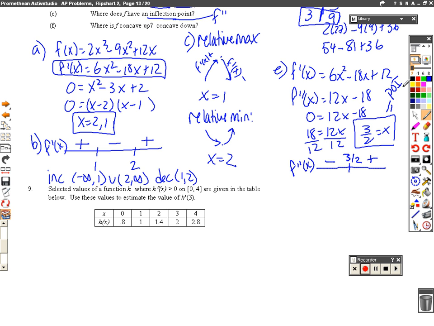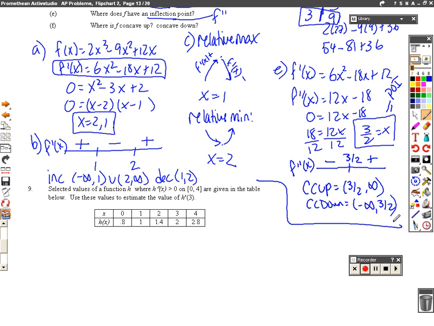Where's it concave up and concave down? Well, we've already done that test. Concave up is positive second derivative. Concave up equals from 3/2 to infinity. And concave down is up until 3/2, so negative infinity to 3/2. All right, done with problem number 8. Moving on to problem number 9.